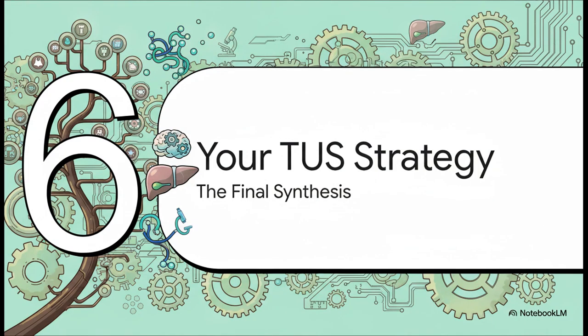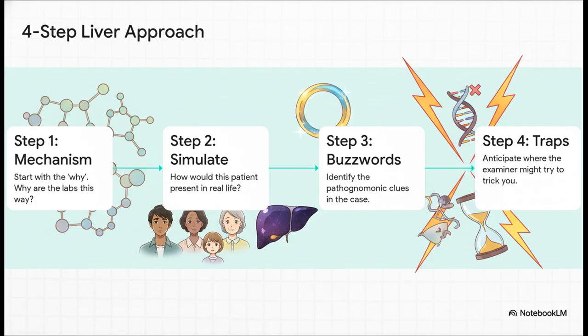Okay, let's pull all of this together. We've gone through a ton of material, I know, but honestly, more important than any one fact is having a system for how you attack these questions every single time. This is it. This is your 4-step plan. Number 1, always start with the why, the mechanism. Number 2, picture the patient in your mind. How would they look? What would they say? Number 3, become a detective and hunt for those classic buzzwords like the Kayser-Fleischer rings or that black liver. And finally, number 4, actively think like the examiner. Where are the traps? Is this a window period? Could it be a Precore Mutant?